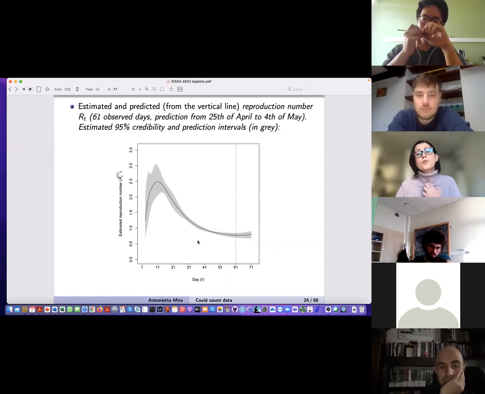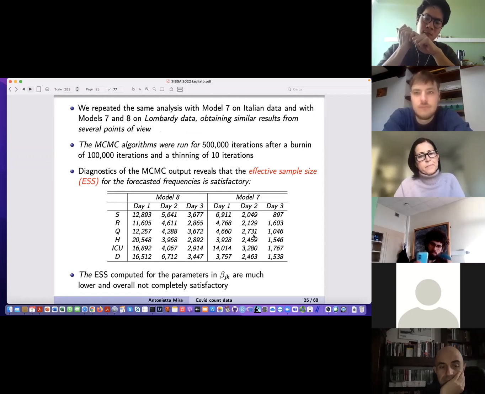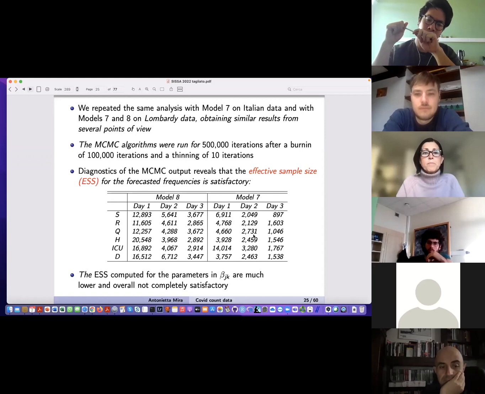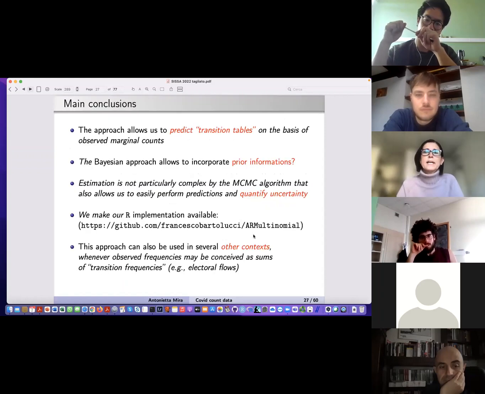And finally, we can produce an estimate of R_t and the prediction from the 25th of April until the 4th of May. There are some summary statistics for the performance of the MCMC. We ran it for 500,000 iterations with a certain burn-in, and we have obtained a certain effective sample size, so everything works fine. Here are the trace plots. But as I said, I'm not going to go into the details of the computational aspects.